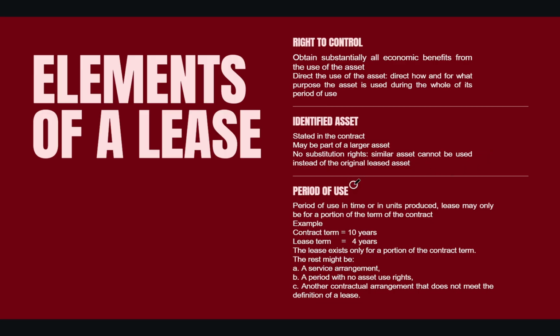Next up is the period of use. Period of use can be in time or in units produced. And a lease may only be for a portion of the term of the contract, which means, for example, if the contract term is 10 years, then the lease term can be like 4 years. And then the remaining 6 years could be like a service arrangement, a period with no asset use rights, or another contractual arrangement that does not meet the definition of a lease.